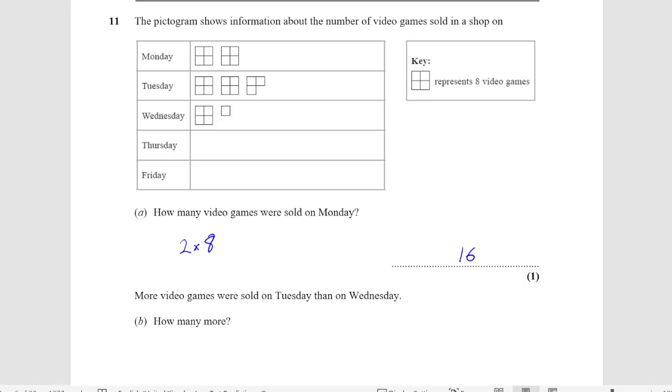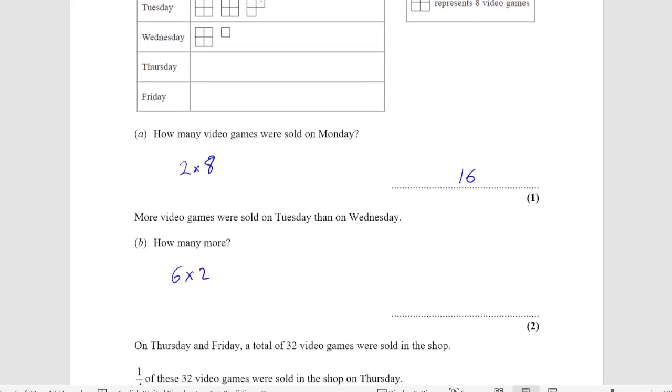More video games were sold on Tuesday than on Wednesday. How many more? Well, if we look in terms of pictures, we've got 1, 2, 3, 4, 5, 6 small squares, and each of those small squares is worth 2, so we've got 12 more sold.